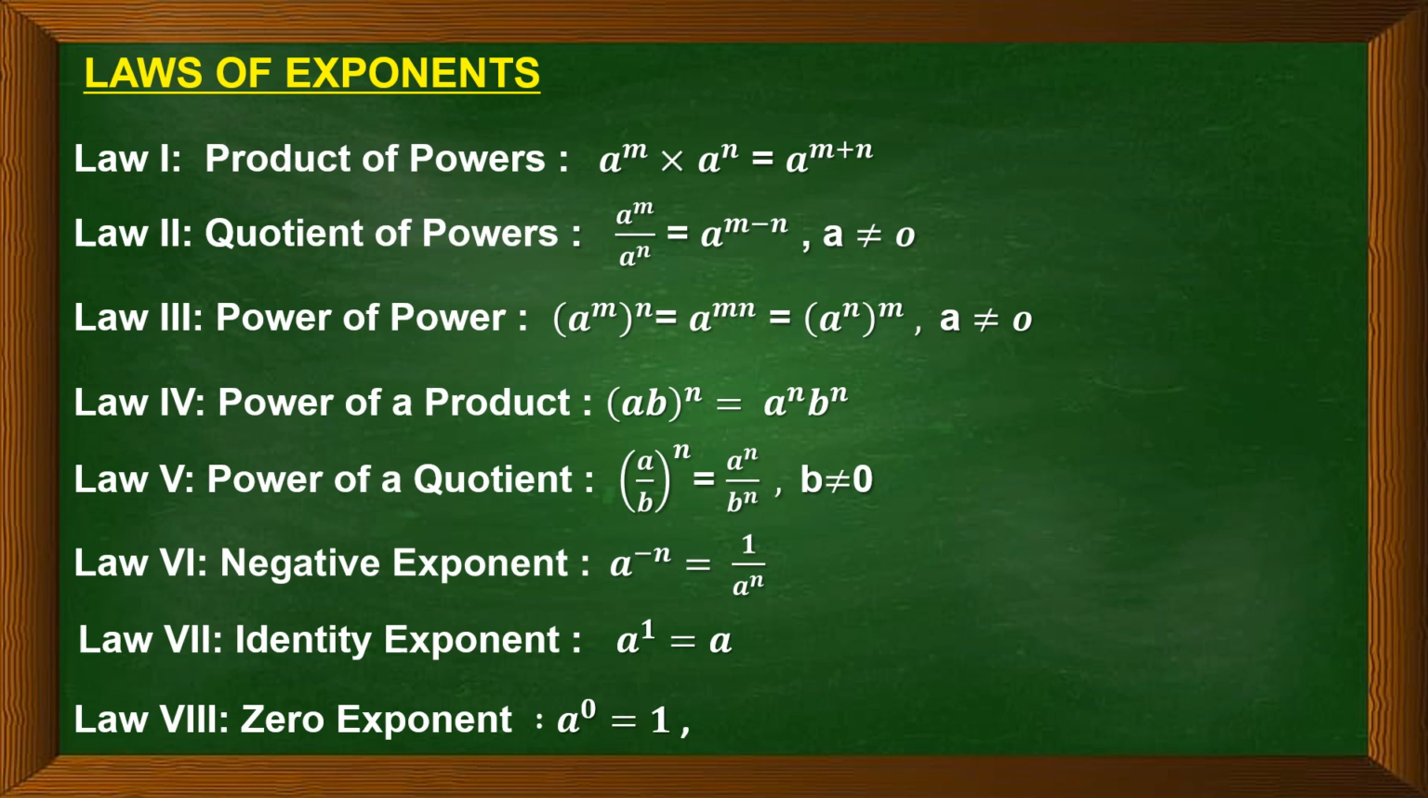Now total there are 8 laws. First law is product of powers. Second law is quotient of powers. Third law is power of power. Then we have power of product, power of quotient. We have negative exponent. We have law of identity exponent, and then we have zero exponent. So these 8 laws we are going to study.